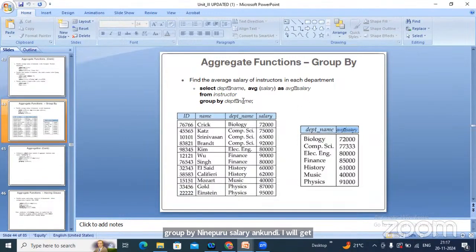If I say group by id, then id, average salary. Why average salary? I'm selecting the average salary. Suppose I'm giving here department name, average salary from instructor. Group by id means I am getting the table as id and salary. Grouping.